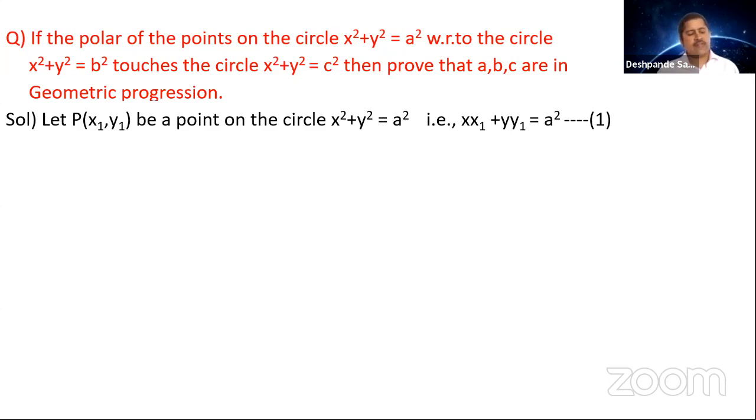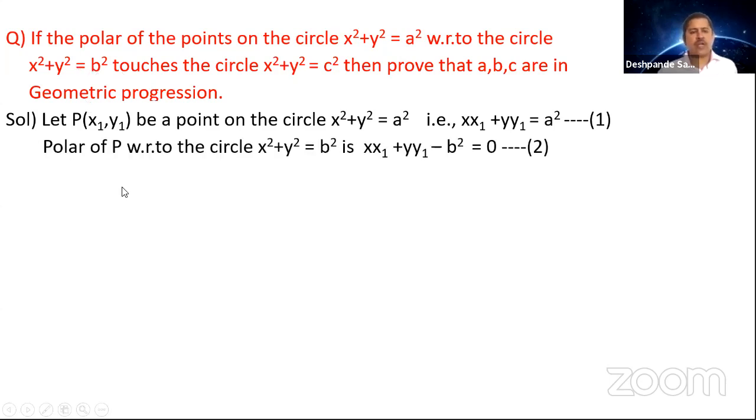Now, what is the next sentence given here? The second sentence is, from this point, you are going to find the polar with respect to the second circle. So the equation of polar of P with respect to the circle x square plus y square is equal to b square. The formula is xx1 plus yy1 minus b square, because the circle radius is b here. So you are going to have minus b square. So the first equation is xx1 plus yy1 is equal to a square, and the second equation is xx1 plus yy1 minus b square is equal to 0.